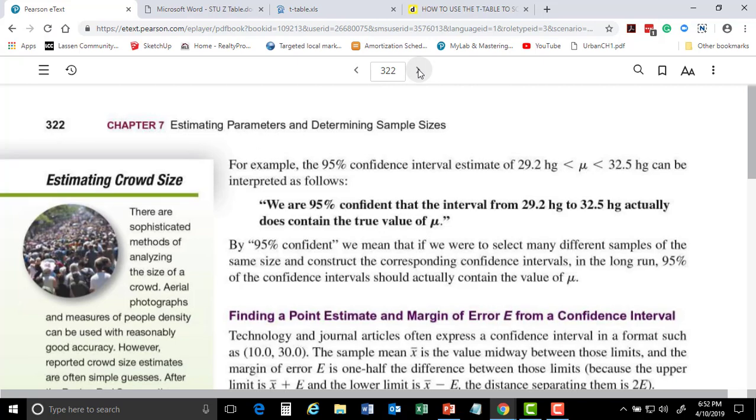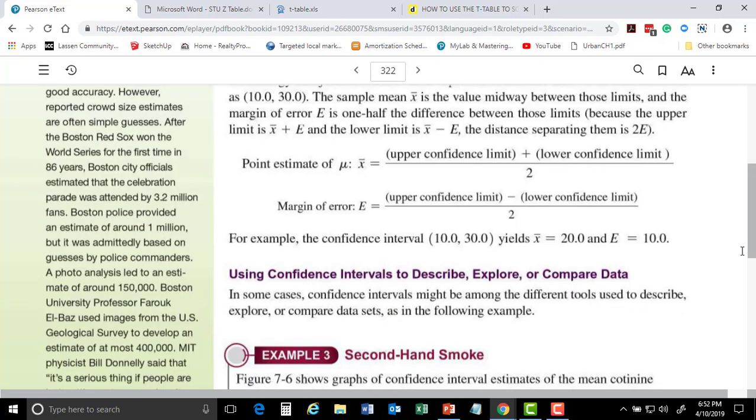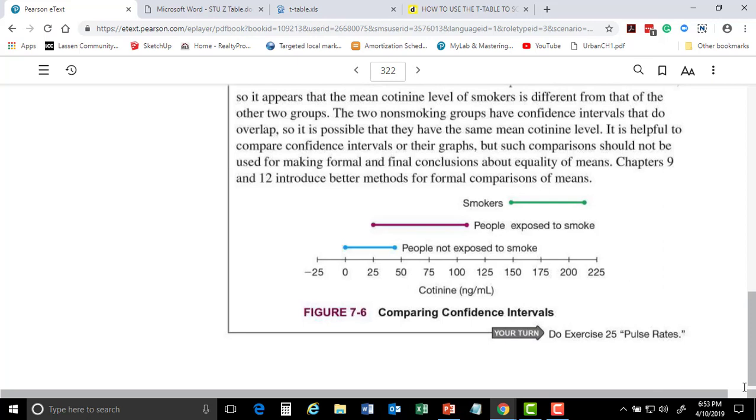Okay, now. Oh, we're done, huh? Dang it. Okay, that went fast. This was, remember, we can estimate these things by using the upper and lower limits. It's like an average, right? That's cool. Smokers, and then exposed to smoke and not exposed. Levels of what? Cotinine.